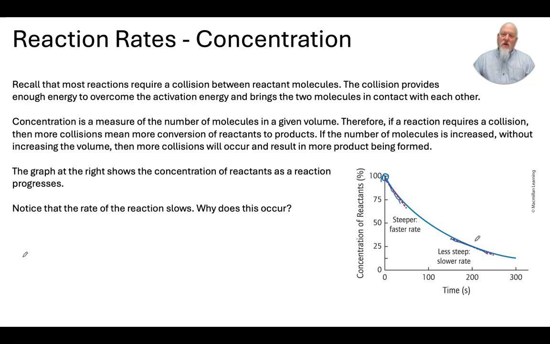Why does that happen? Well, again, the volume hasn't changed, but the amount of reactants has changed. And because we need collisions and the number of reactants has gone down, there's less collisions. So as a reaction progresses, it slows down. Most reactions slow down because you have less reactants, less collisions, less chances of the production of products. Okay, so concentration is going to be a major player in most reactions and the reaction rate.